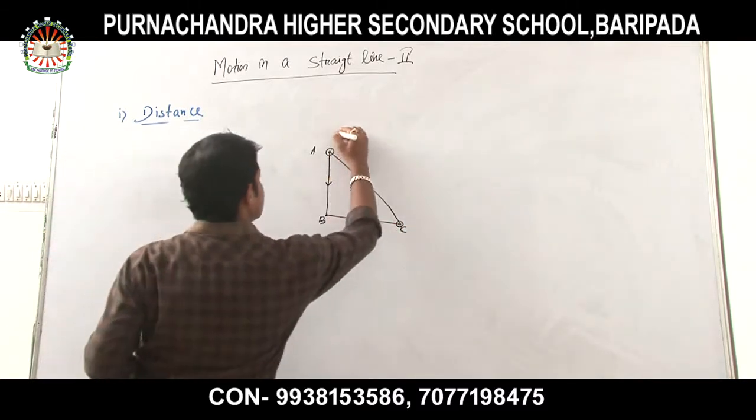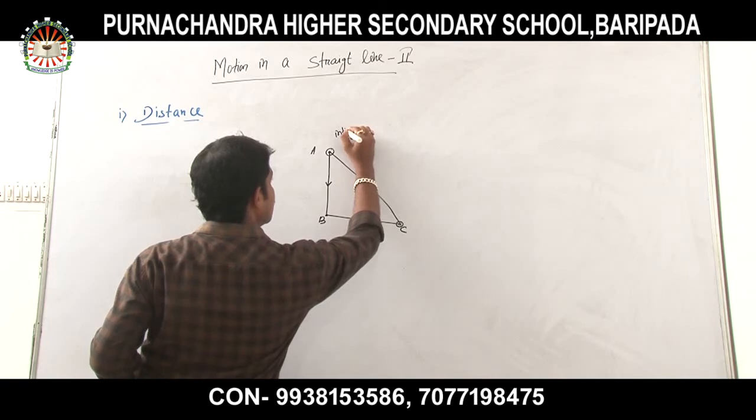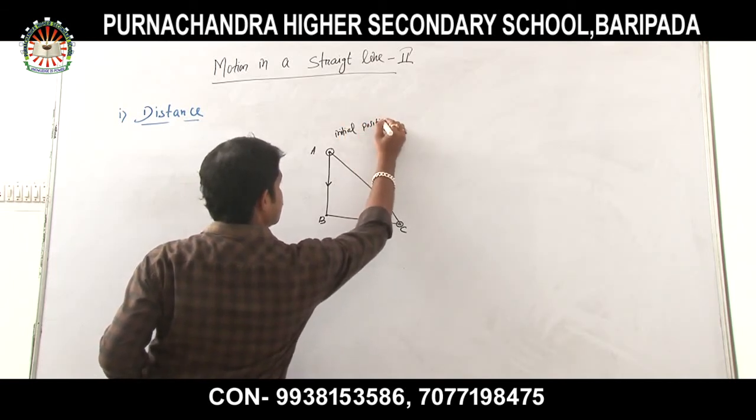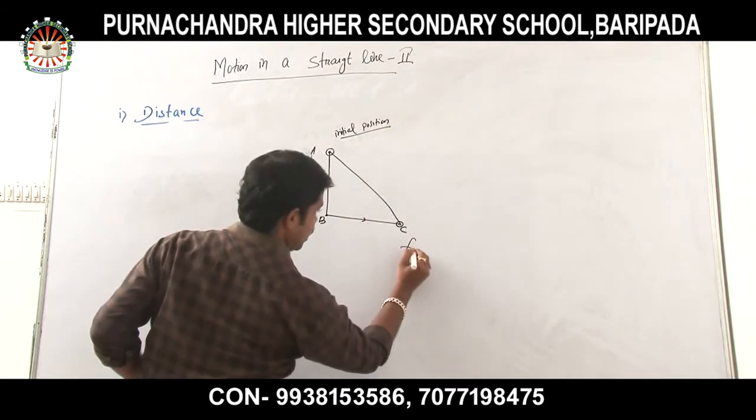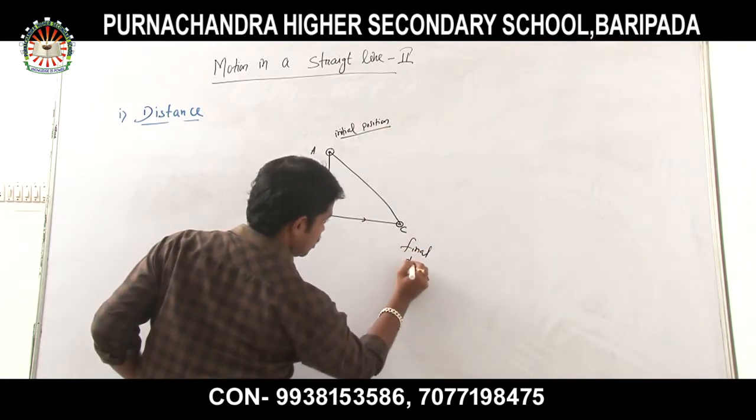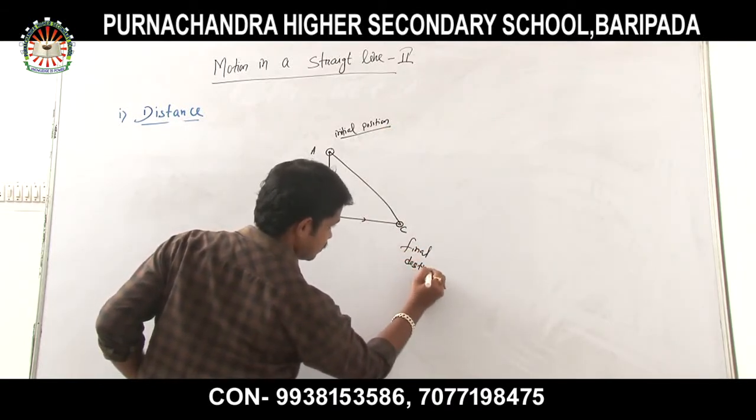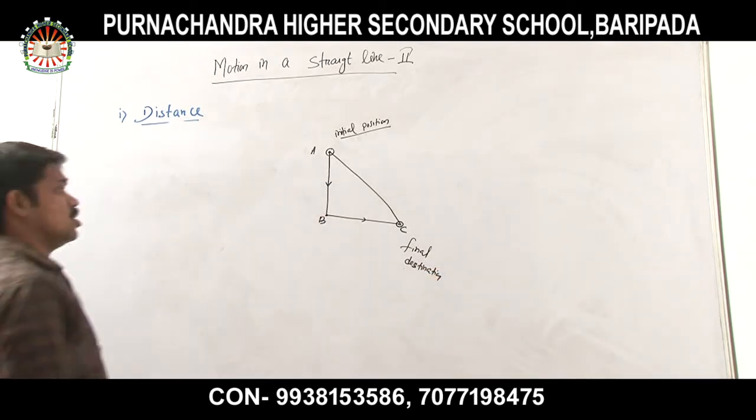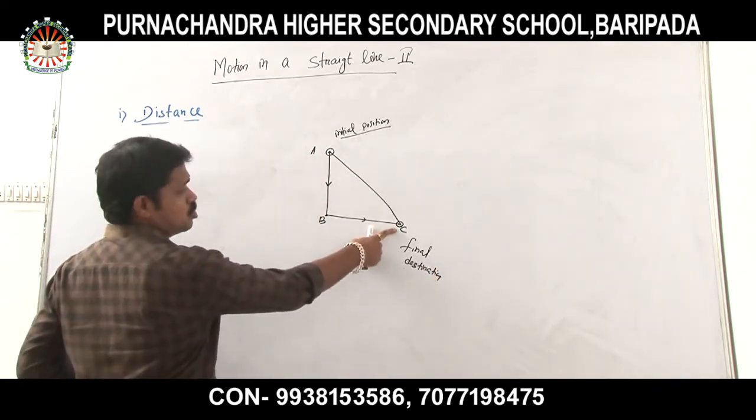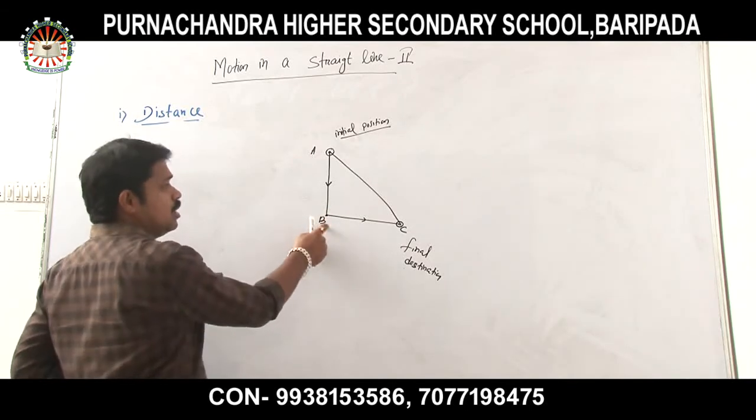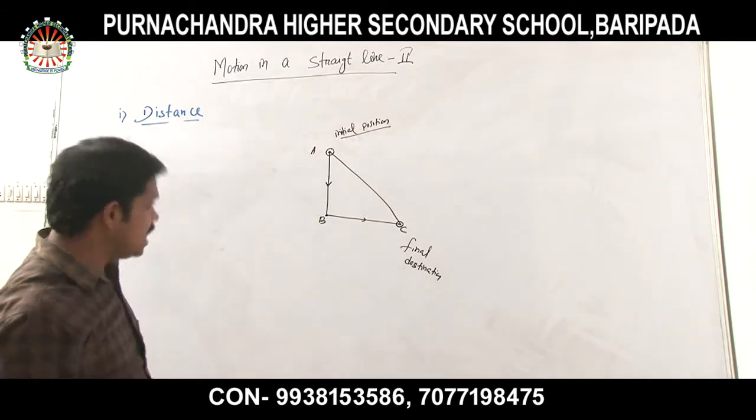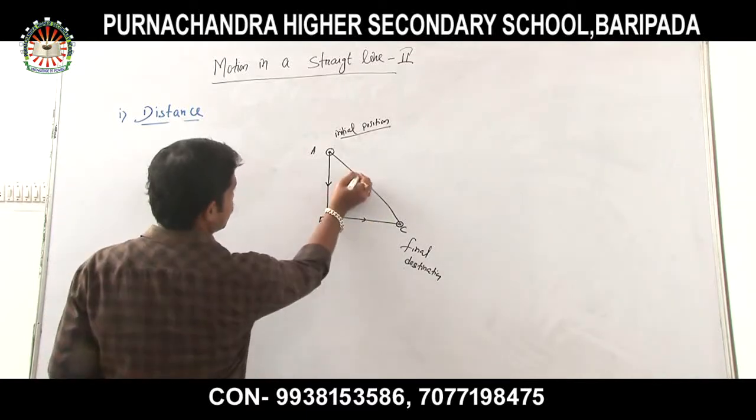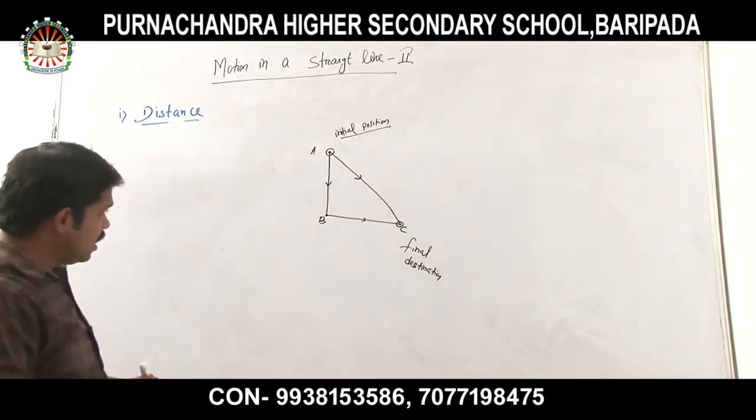Again I will repeat. This is my initial position. This is my final destination. Okay. So now, suppose a person moves from A, goes to C through the intermediate place B. Now, he can also move from A to C directly.